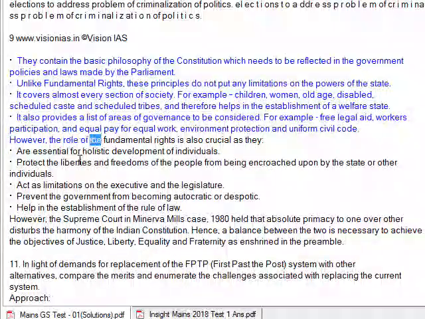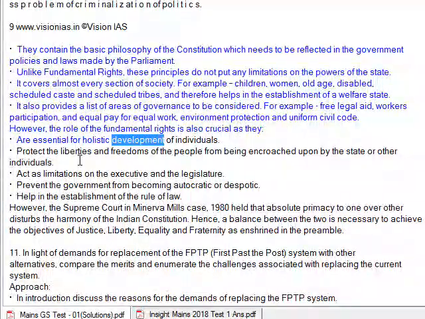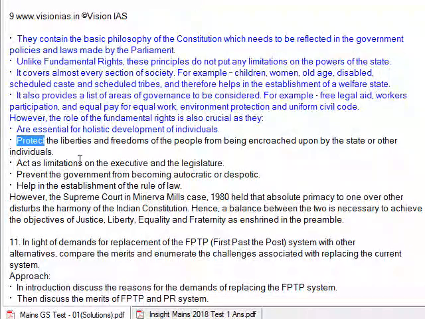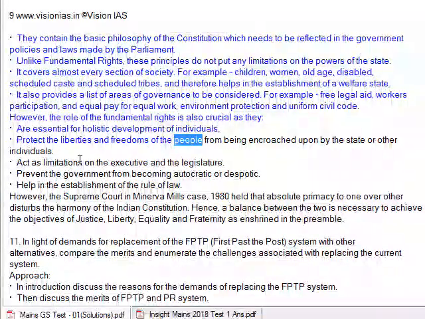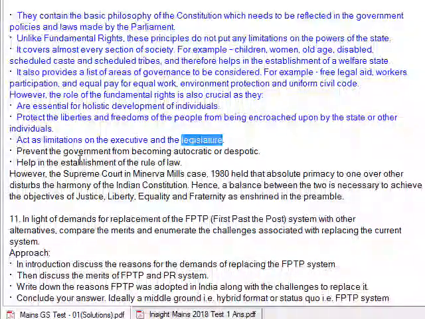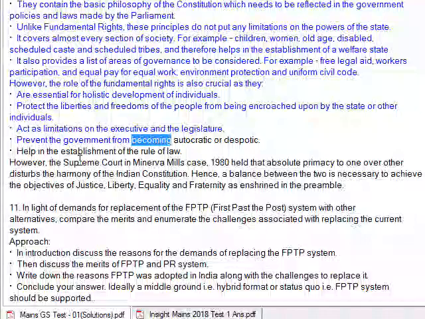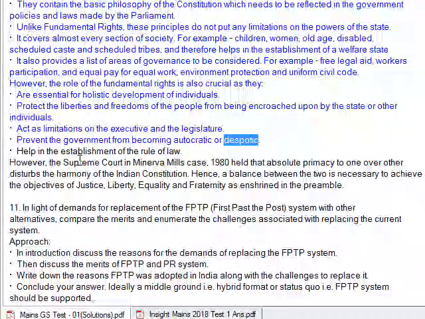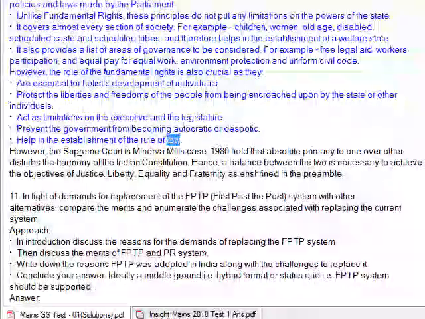However, the role of the fundamental rights is also crucial as they are essential for the holistic development of individuals. They protect the liberties and freedoms of the people from being encroached upon by the state or other individuals, act as limitations on the executive and the legislature, prevent the government from becoming autocratic or despotic, and help in the establishment of the rule of law.